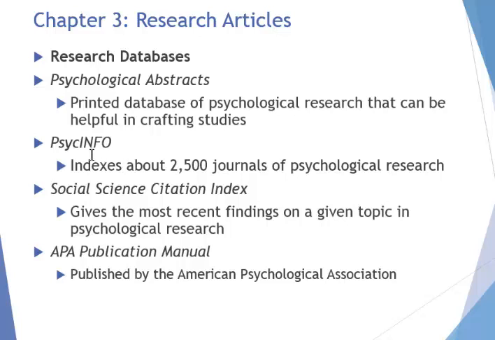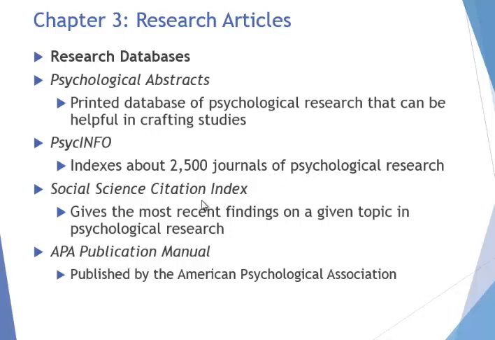You've got PsycINFO, which is a type of index. The index covers about 2,500 journals of psychological research. Obviously, that can be very useful, because it gives you access to a whole bunch of different possible databases. You may not automatically have access to this. Some of them are from pay sites. Some of them are from journals that you may have to purchase, but at least you can see what has been reported.